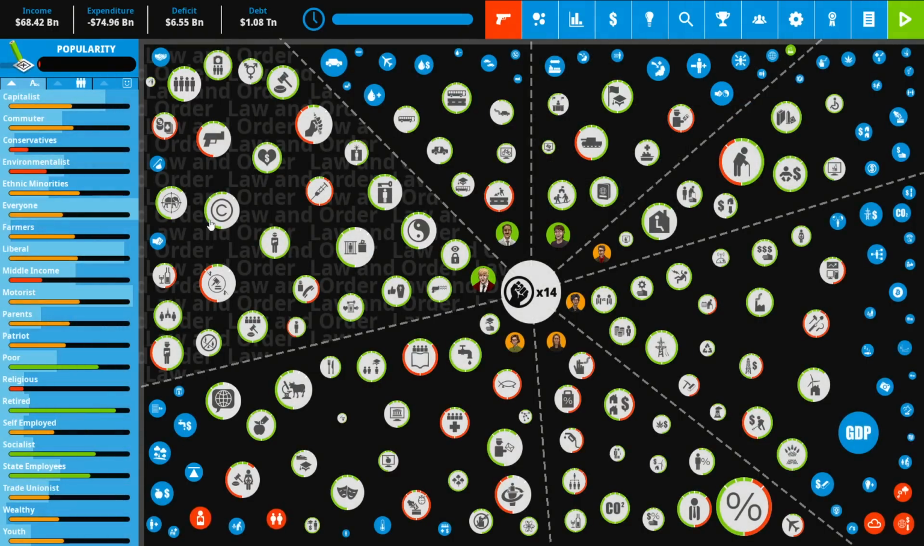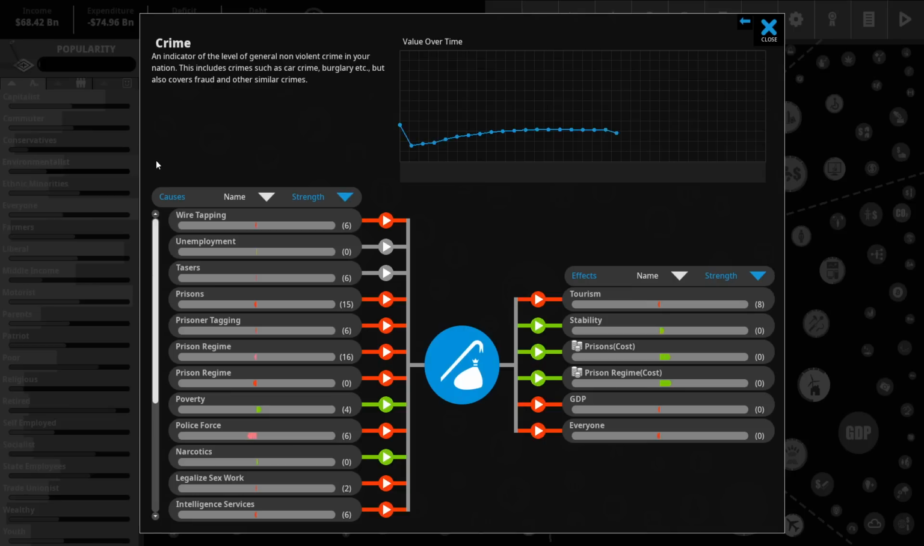Okay. Now let's talk about the things that are in blue. Blue, these are not things you directly change. There's no slider here. This is just showing you a statistic. So this is the level of crime currently in our country. We're sitting at about 25% crime, for whatever 25% means over here. On the left, you can see everything that's causing crime. Now, anything red is decreasing that number.